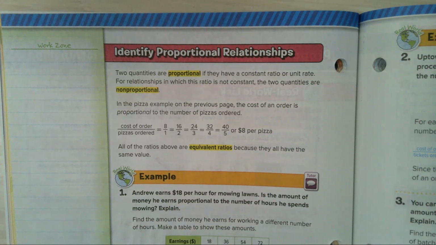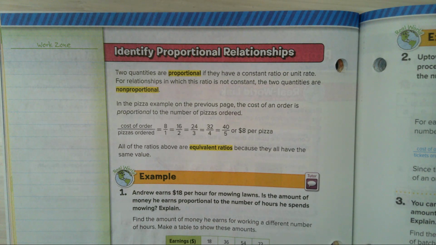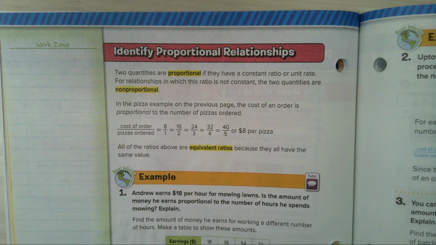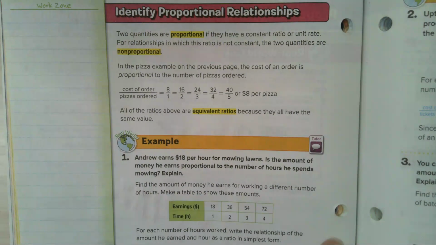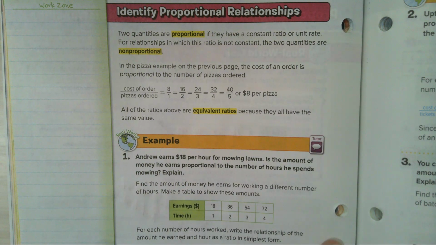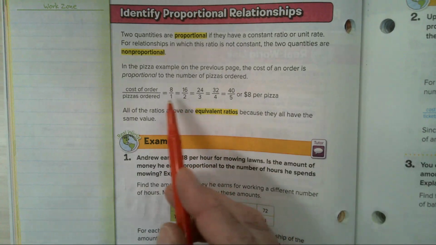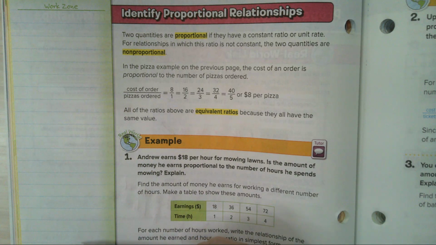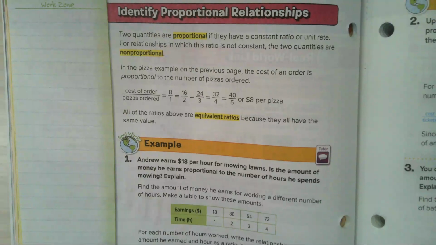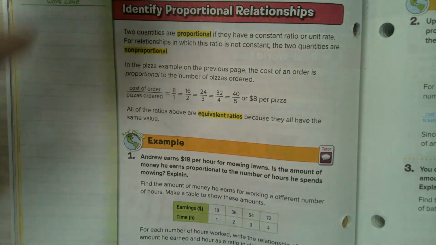Two quantities are proportional if they have a constant ratio or unit rate. For relationships in which the ratio is not constant, the two quantities are not proportional. In the pizza example on the previous page, the cost of an order is proportional to the number of pizzas ordered. They all simplify to the same unit rate of 8 to 1. And that's what it says. All of the ratios above are equivalent ratios because they all have the same value or the same unit rate.